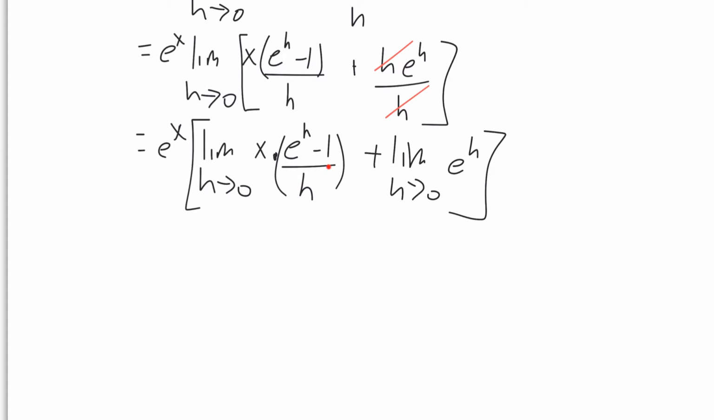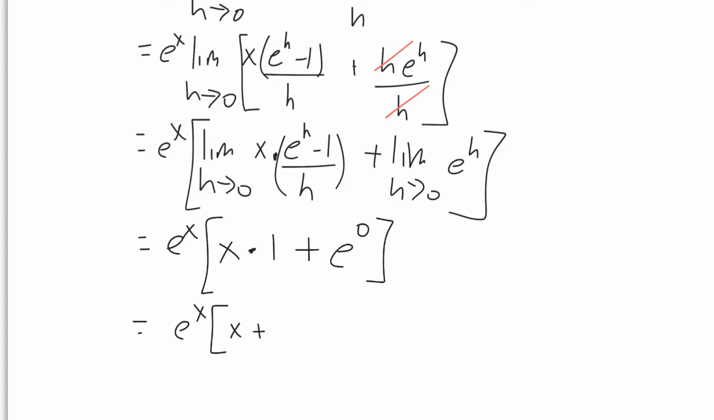This limit here, e to the h minus 1 over h as h goes to 0, is a special limit. We looked at it in the last video. This always gives us 1. Here we can plug in h approaching 0. This will be e to the 0, which we can evaluate. And so let's go ahead and plug everything in. This will give us e to the x times the limit of x, which is just x because it's a constant, times 1, plus e to the 0. So that gives us e to the x times (x plus 1), which we could expand as x e to the x plus e to the x.